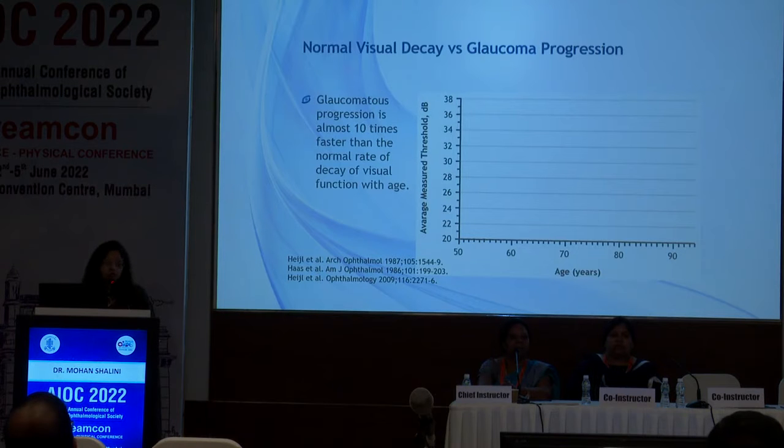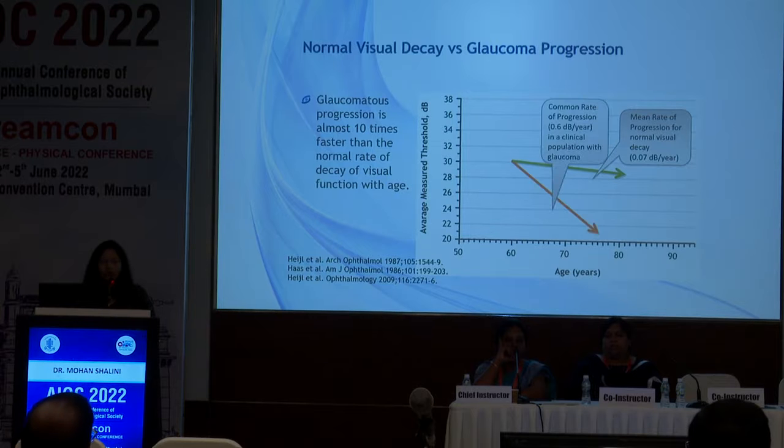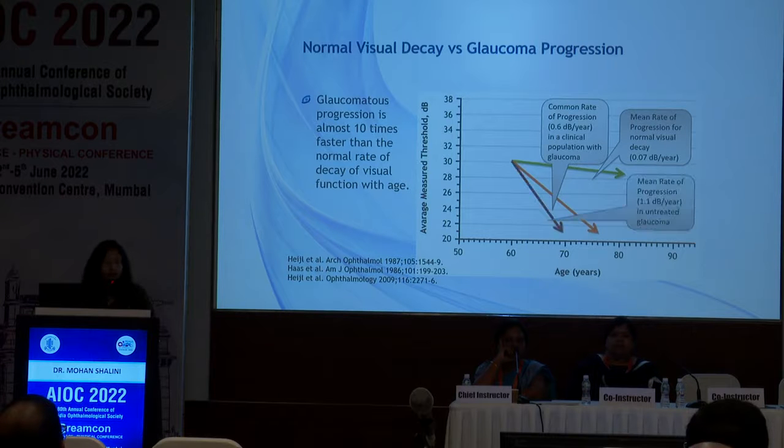Because there are two important factors which we need to consider. First and foremost, there is a normal visual decay which happens in every individual as age advances. So there is a depression in visual fields of around 0.07 decibels per year. This depression is higher in glaucoma patients, around 0.6 decibels per year in the patients who are being treated for glaucoma. In patients who are not being treated, the mean rate of progression is around 1.1 decibels per year.